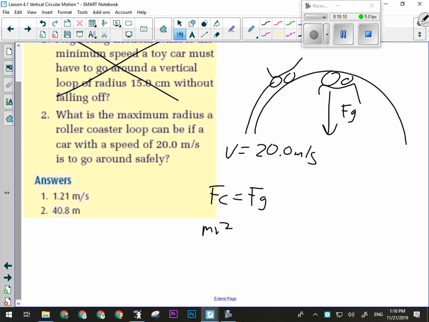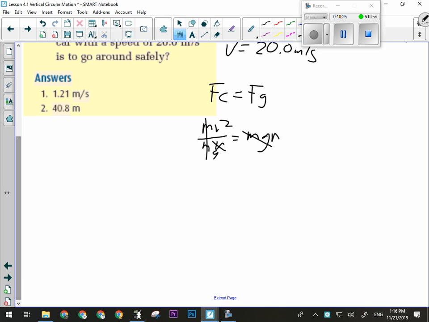So mv squared over r equals m times g, and we're looking for r. So we're going to multiply both sides by r, then we're going to divide both sides by m times g, which makes the m's cancel. Okay? And so what we'll be left with here is v squared over g equals r. So that'll be 20 squared divided by 9.81, and that'll give us our 40.8 meters.